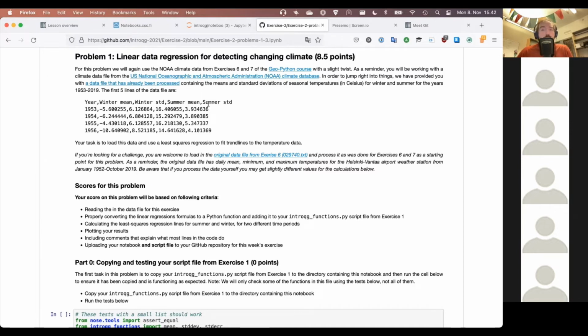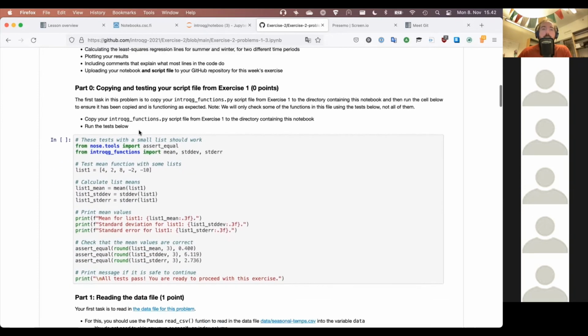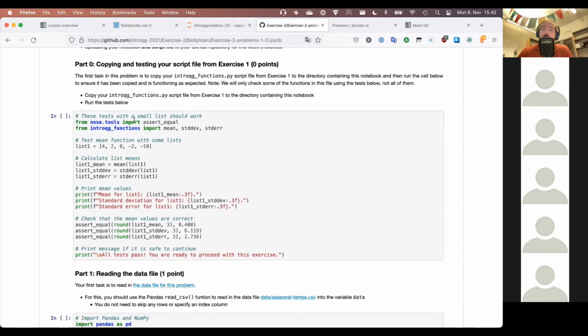So that's what we're going to be doing here at the beginning, which is basically we're going to do this least squares regression using climate data, where we have winter temperatures and summer temperatures that have been calculated from the years 1953 to 2019. And then we also have some standard deviations that we'll come back to using in problem number 2.